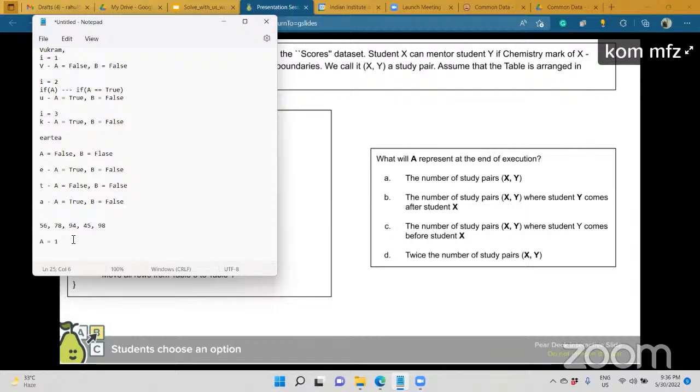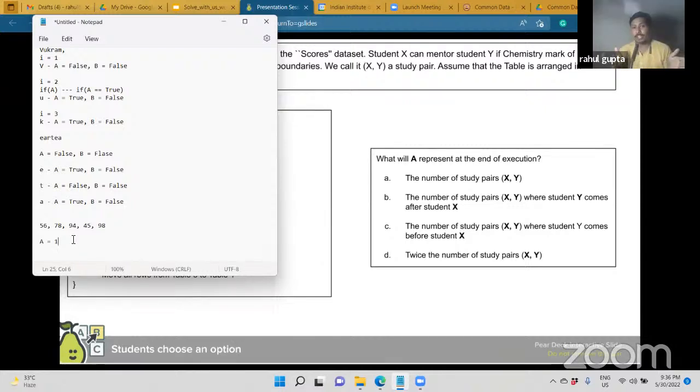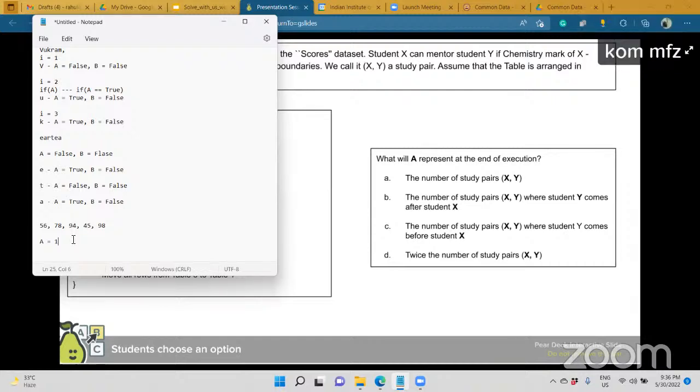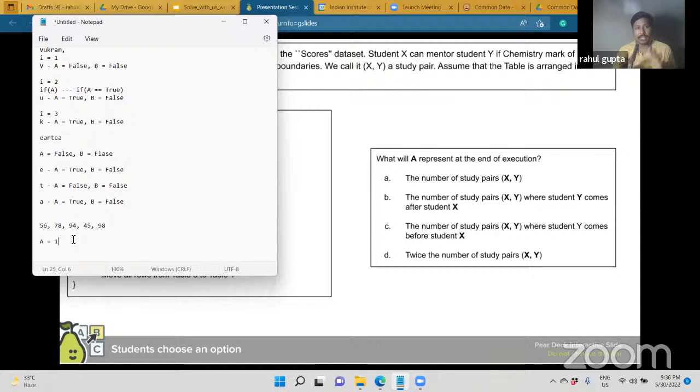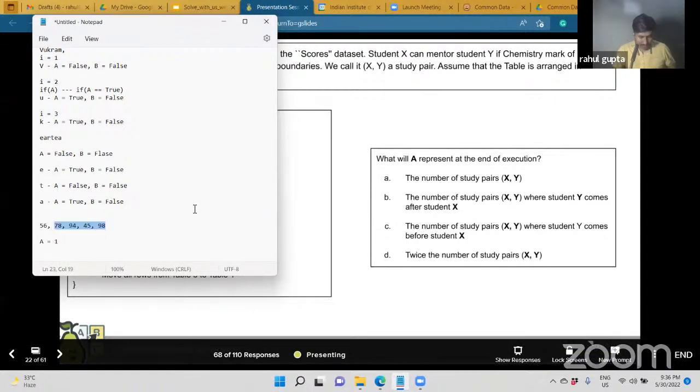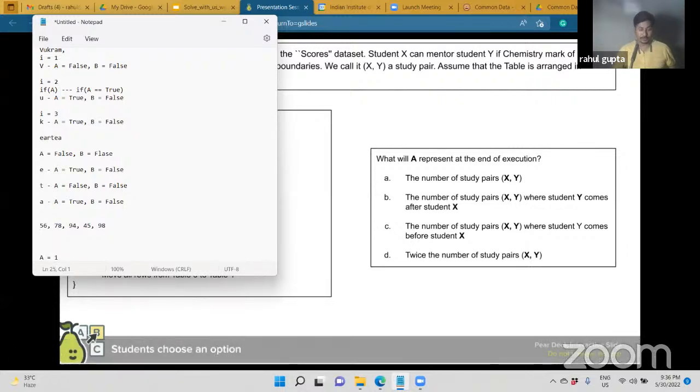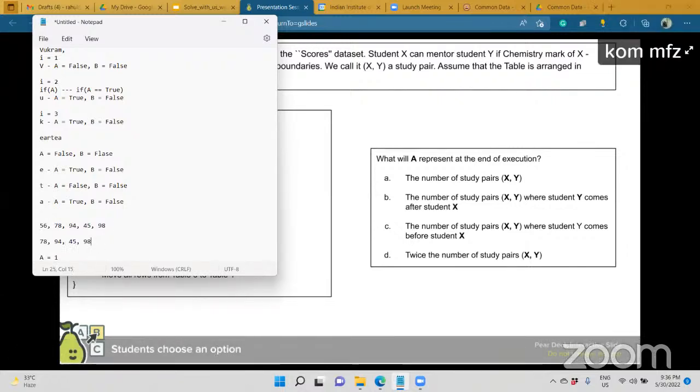So 56 and 45. Is X before Y or after Y? Before, sir. Let's take another. For 98, it will not be incremented, right? Yes, sir. And my table will be left with this because I'm restoring the table 3 to table 2.